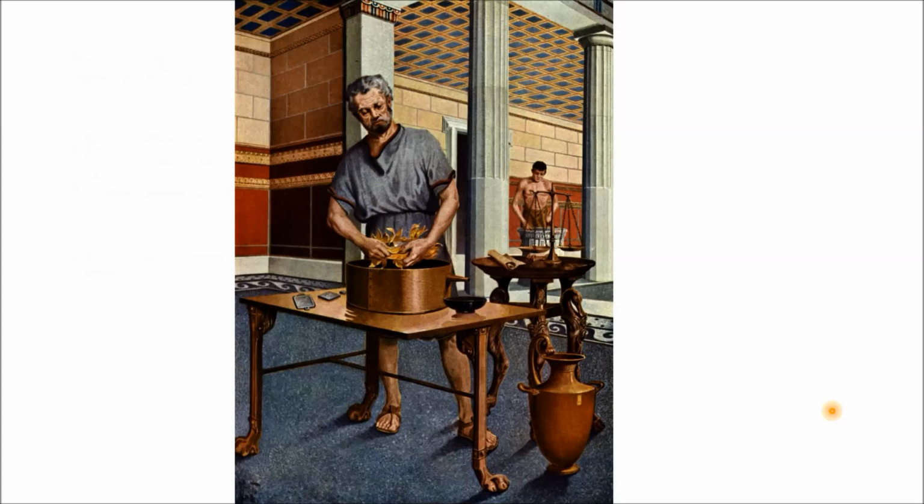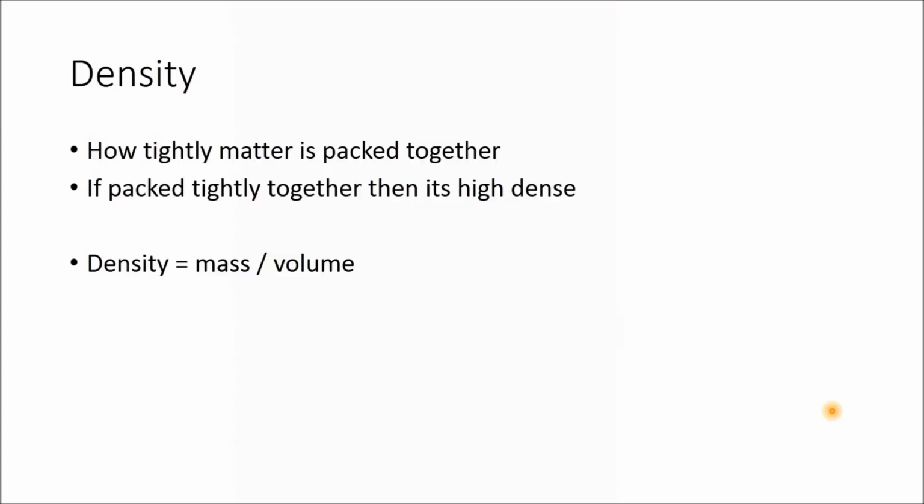But before that, I am measuring the density. Then what is density? Density means how tightly matter is packed together inside an object. If it is packed tightly together, then the density is very high. If it is packed loosely, then the density is less. So density is a ratio of mass or weight divided by volume. This is what he was struggling with.